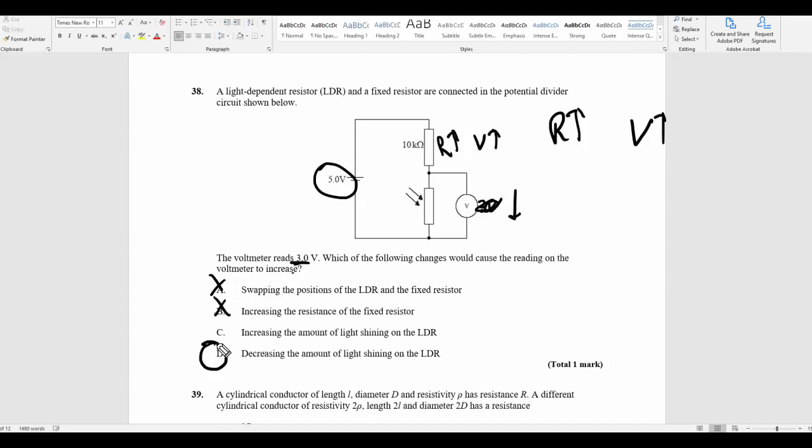And C is out because if you shine more light on the LDR, the resistance is going to go down, which means the voltage is also going to go down across the voltmeter. Okay, and so hopefully you got answer choice D, or if not, you at least understand better the concept of why the answer is D.